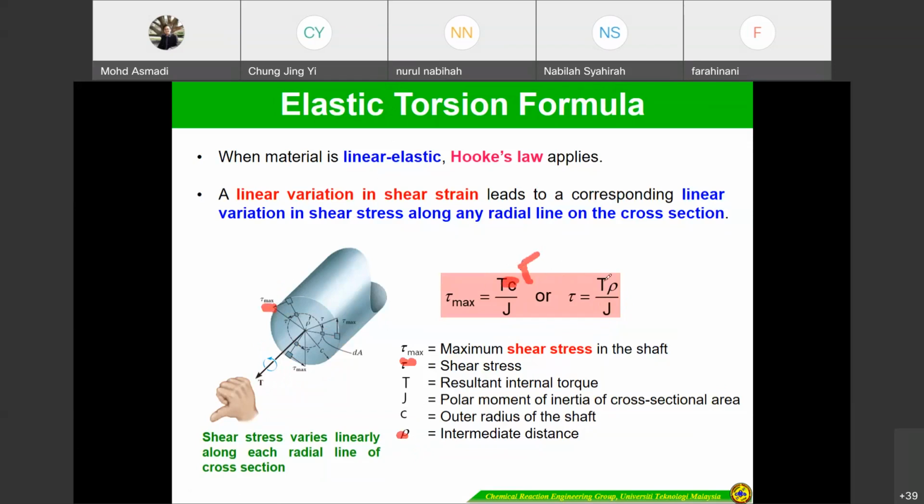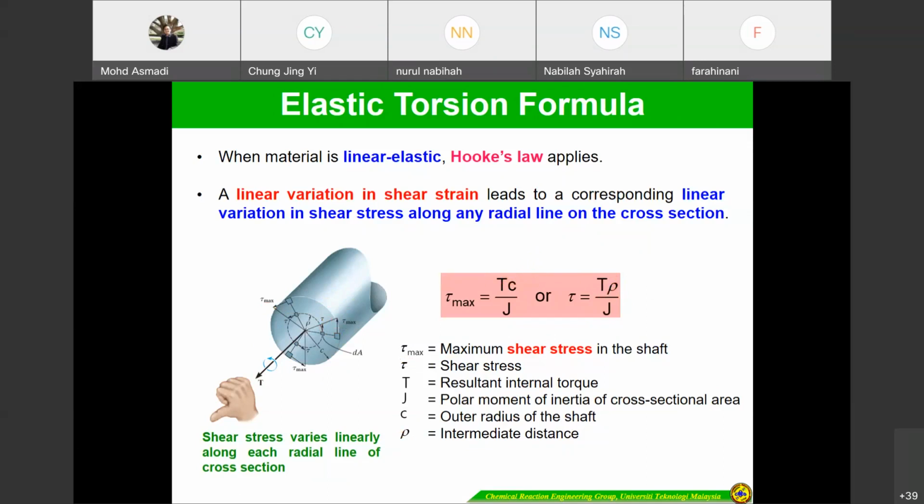Sometimes we use R, R1 or R2, for tubular. But this one we define using C and also rho. If you look at here, this is rho, for any distance from the center of the circular shaft.